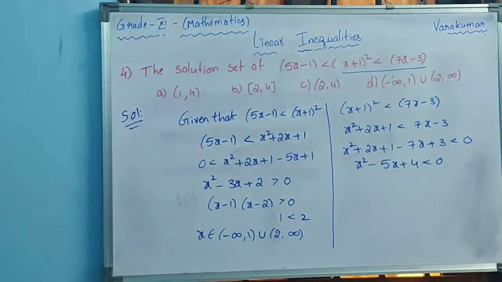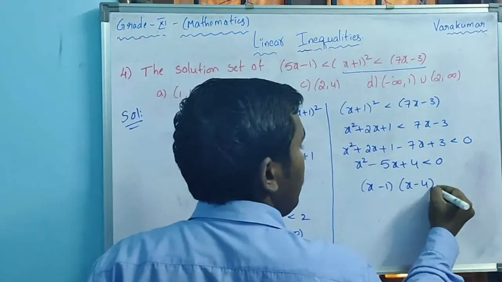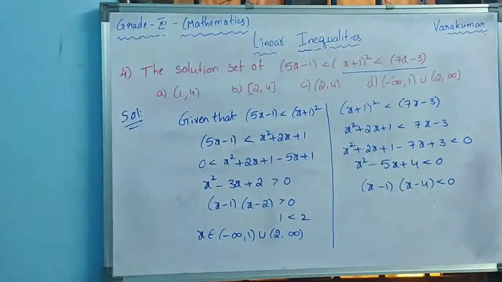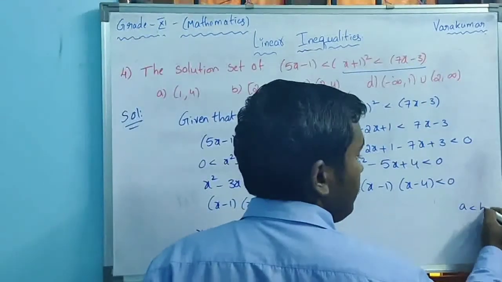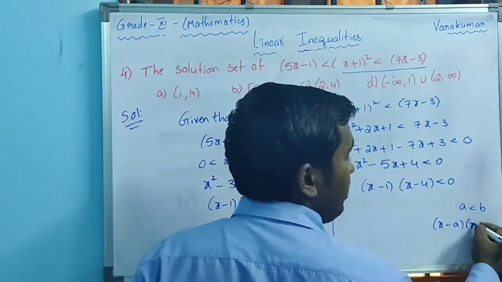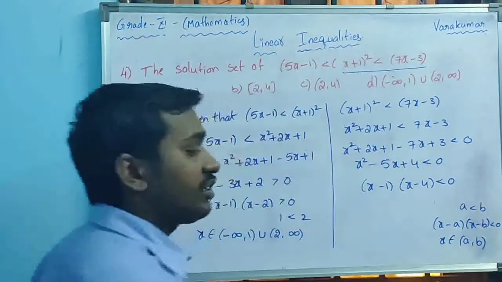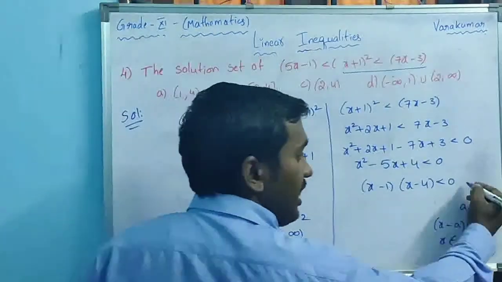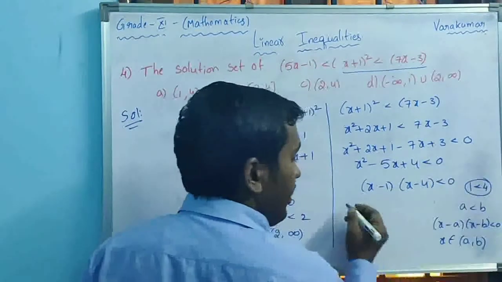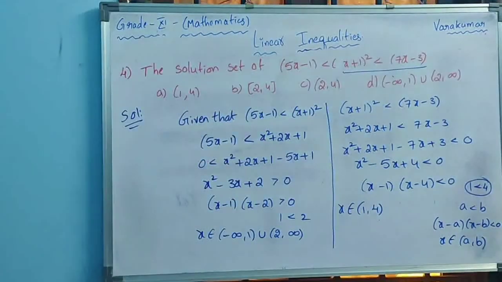Here also the same thing, splitting middle terms. If you do that, what you will get is (x minus 1) into (x minus 4) less than 0. We learned that technique at the start: if a is less than b and (x minus a)(x minus b) is less than 0, then x belongs to a comma b. With the same technique, here 1 is less than 4, so x belongs to 1 comma 4.